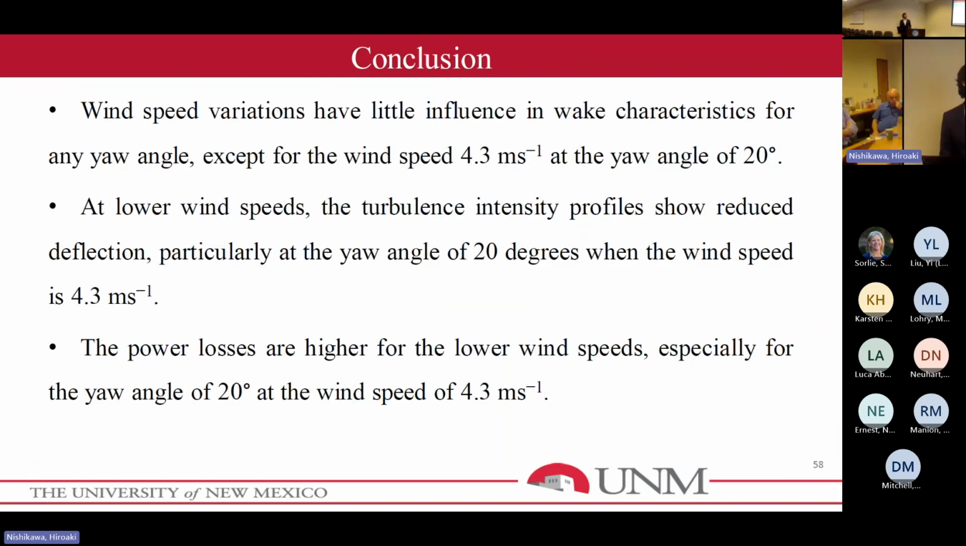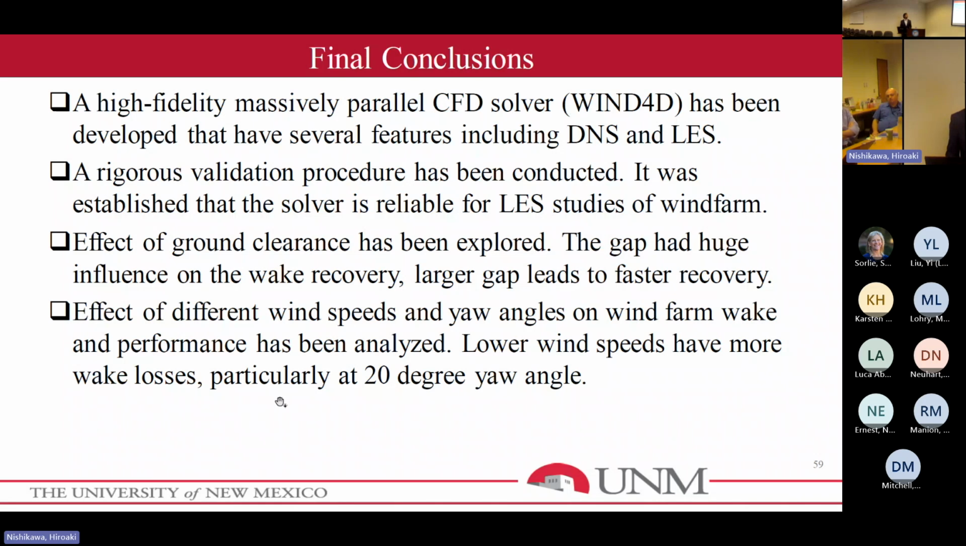So these are the conclusions. We saw that wind speed variations have little influence on the wave structures at any yaw angle, except for the lowest wind speed, 4.3, at a yaw angle of 20 degrees. At lower wind speed, turbulent intensity profiles show reduced deflections, particularly at 20-degree yaw angle. And power losses also follow the same characteristic as the turbulent intensity and velocity profile. So power losses are more for the lowest velocity, especially for the 20-degree angle. So these are the final conclusions.